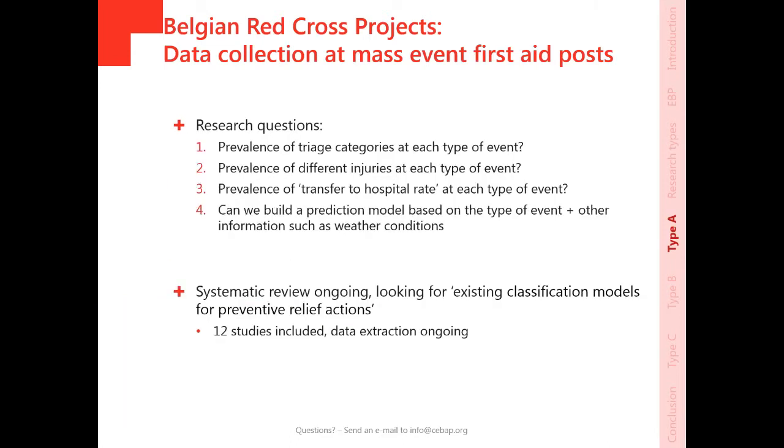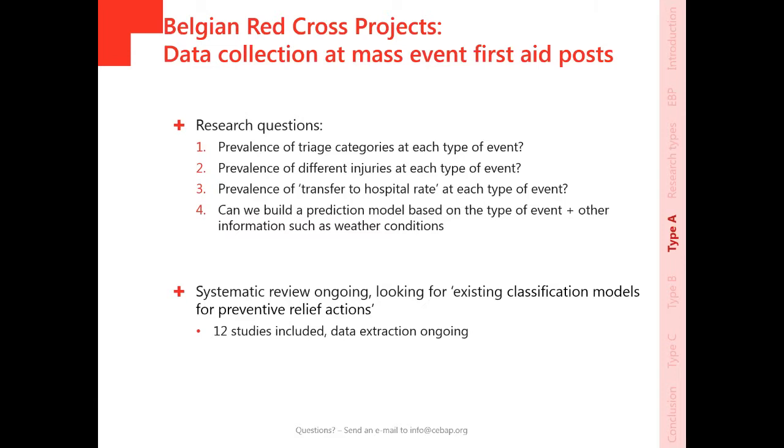However, we came up with 4 research questions. First of all, we wanted to know the prevalence of triage categories at each type of event, the prevalence of different injuries at each type of event, the preference of transfer to hospital rate at each type of event, and we wanted to use these data to build a prediction model based on the type of event, the number of people attending, the weather conditions, and so on.